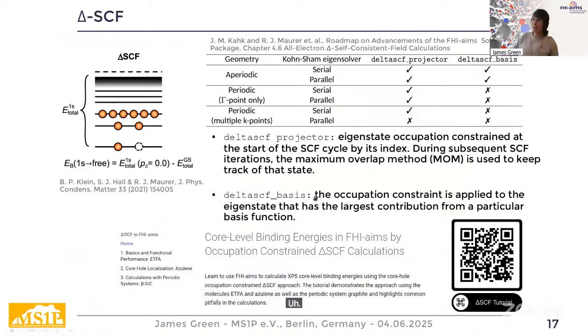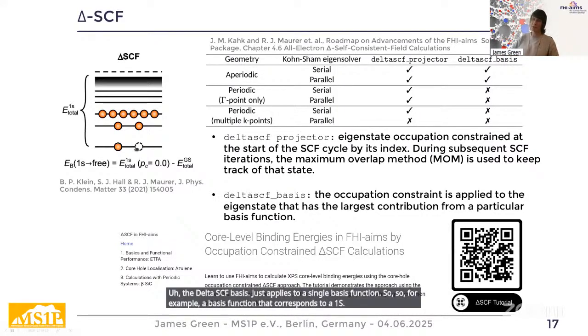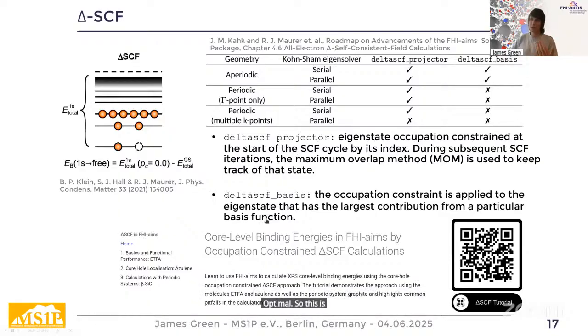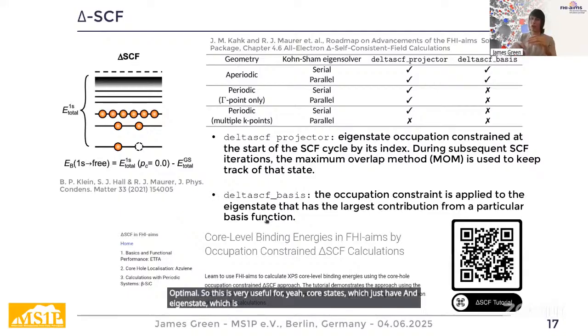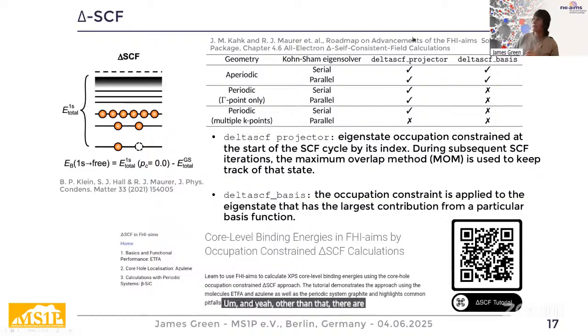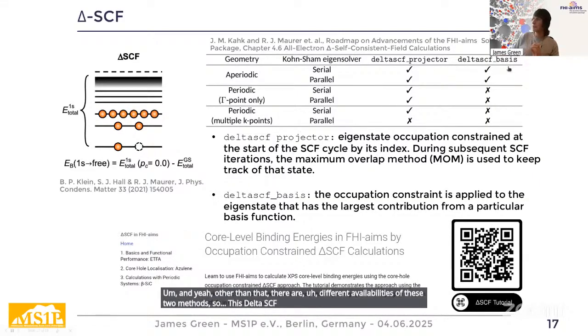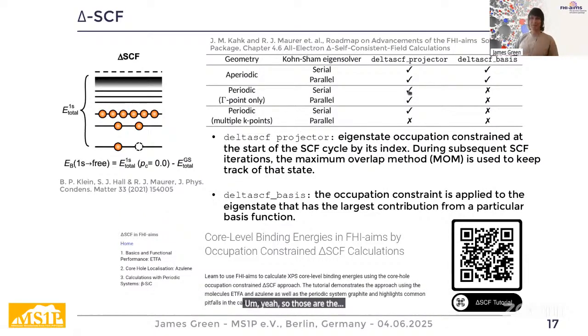The delta SCF basis just applies to a single basis function. So for example, a basis function that corresponds to a 1s orbital. This is very useful for core states, which have an eigenstate comprised essentially of one basis function. Other than that, there are different availabilities of these two methods. The delta SCF basis can only be used for molecular systems at the moment, whereas the projector can be used for periodic systems as well. So those are the main differences between the two.